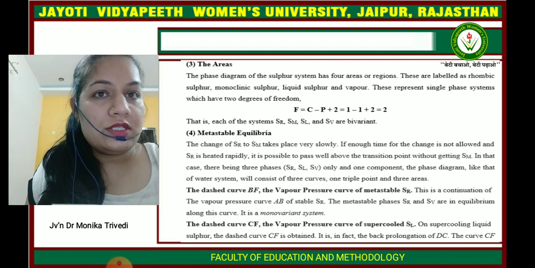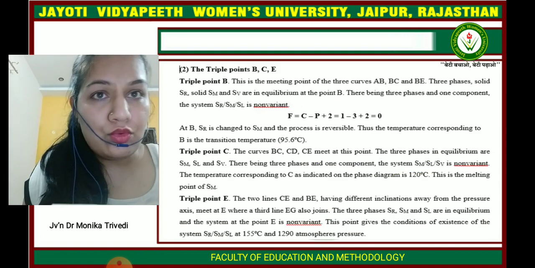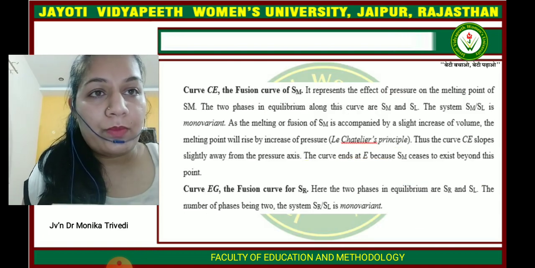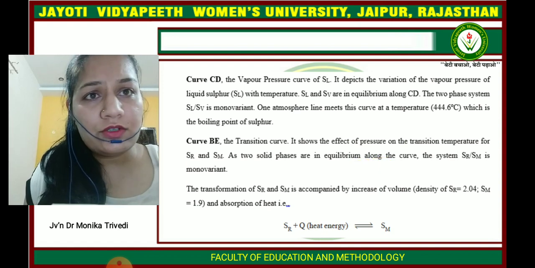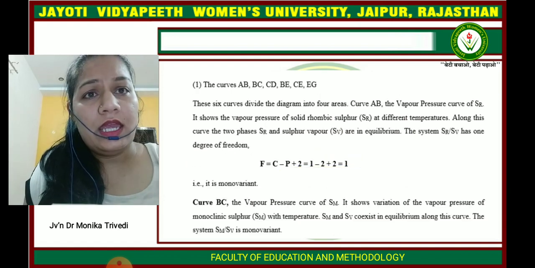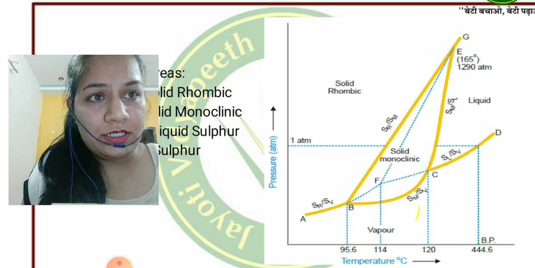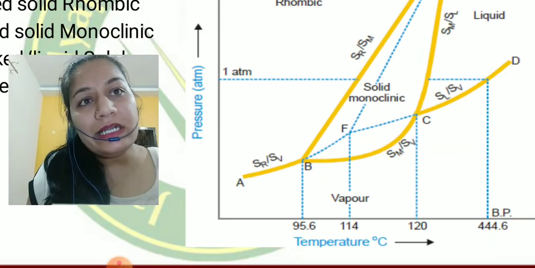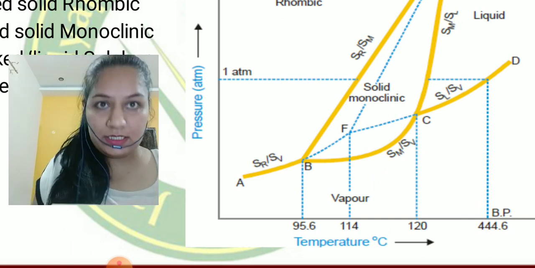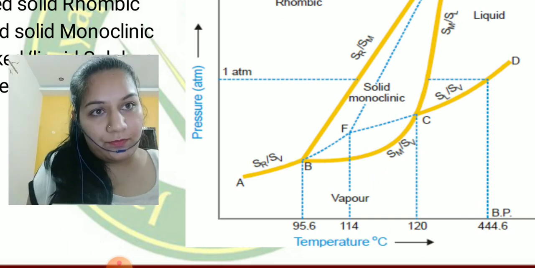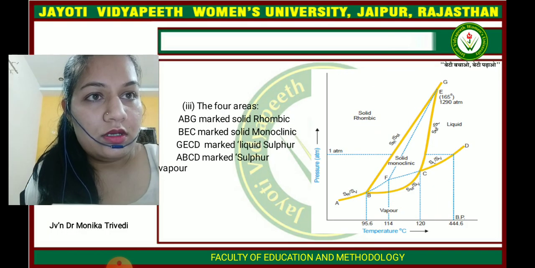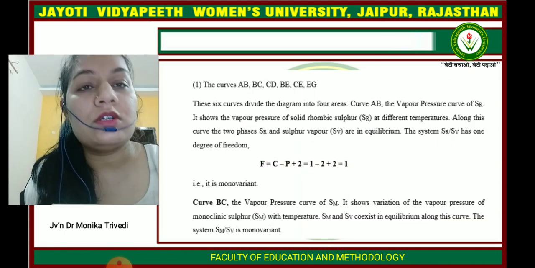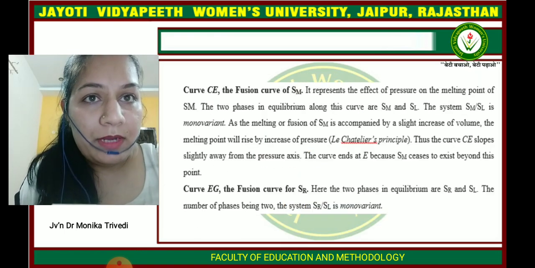As we know, the sulfur system has two phase diagrams. One is for triple points B and C, and another is triple point F. Here you can see the dotted diagram also represents it. It represents the metastable condition of sulfur. Okay, so now let us discuss the metastable condition. What is a metastable condition?